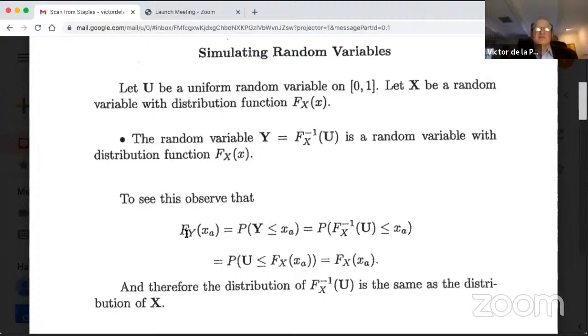So let's see, the cumulative distribution function of y at x sub alpha is the probability that y is less than or equal to x sub alpha, which is equal to the probability that F x inverse of u is less than or equal to x sub alpha.